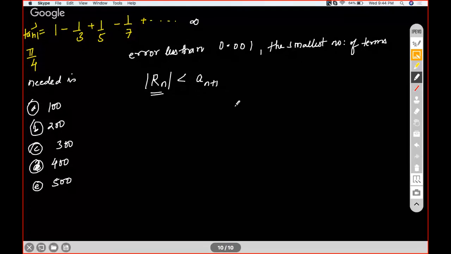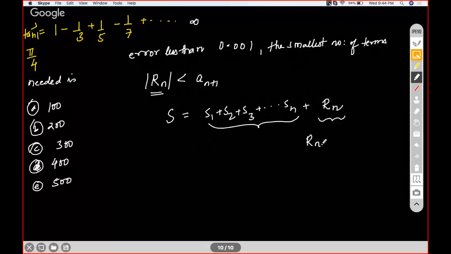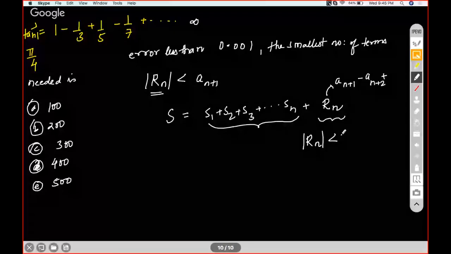See, actually it happens like this: S1, S2, S3. Let's say you stop at Sn. Let's say you want to calculate this. Now, whatever is the remaining term, we call it Rn, the remainder term. This remainder term's modulus will always be less than the first term in the remainder. Basically, you stopped here, so after that, had the series continued, it would have been like this. So this will always be lesser than the first omitted term. This is what this theorem says. The first omitted term is called the error bound, right? Yes, and this is called the error bound.